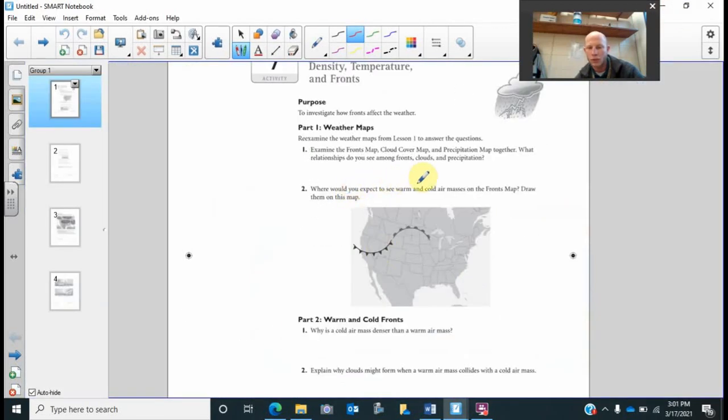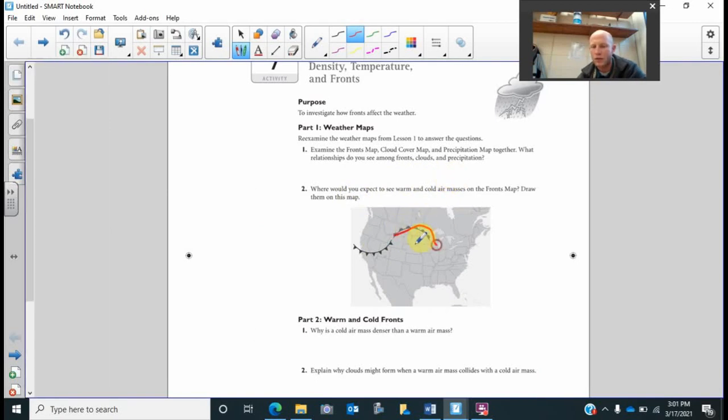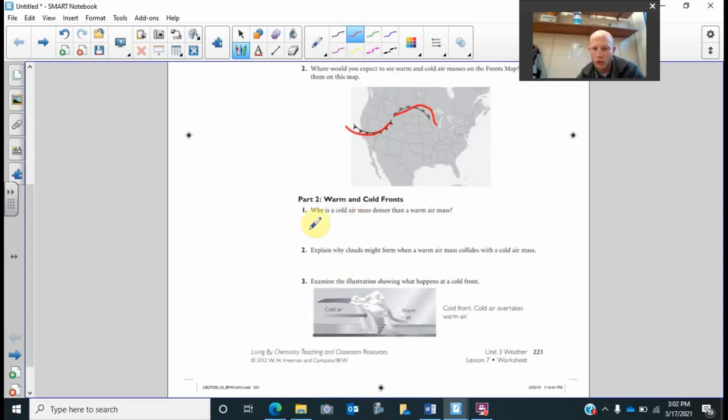Here it says where would you expect to see warm and cold air masses. So these are the air masses. So remember, this is a front. This is a front. So they are out in front of their air mass. So if this is a cold front, it is in front of the cold air mass. If this is a warm front, it is in the front of the warm air mass. Okay, so 1 and 2 ask you some questions.